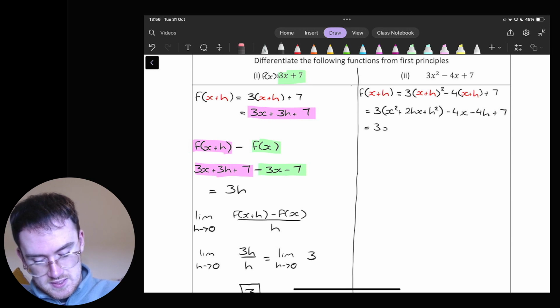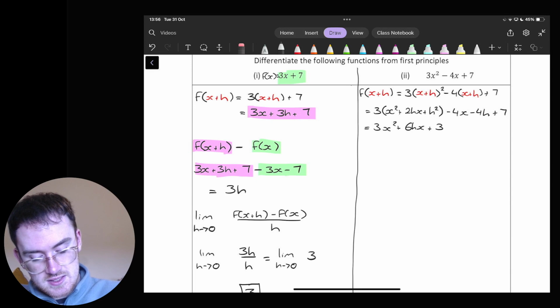Let's just multiply this all out then, because we've seen already that we can end up eliminating some of these terms when we subtract the original function.